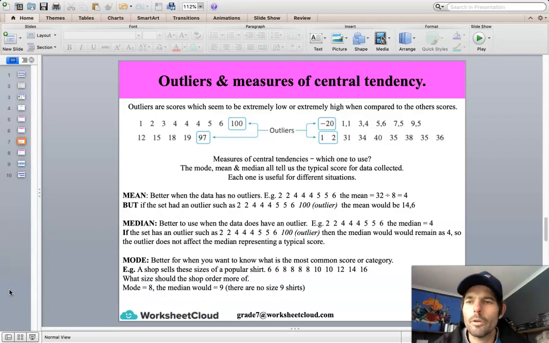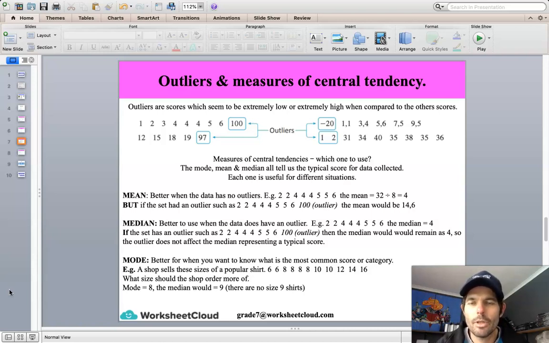Okay, the next section we're going to move on to is outliers and measures of central tendency. So, I mean, there's quite a bit of writing on the page, but don't be too concerned about that. So outliers are scores which either seem extremely low or extremely high when compared to other scores. So you can see there I've got a list of numbers 1, 2, 3, 4, 4, 4, 5, and 6, and then all of a sudden there's the number 100. And below that I've got 12, 15, 18, 19, and then it makes a massive jump to 97.